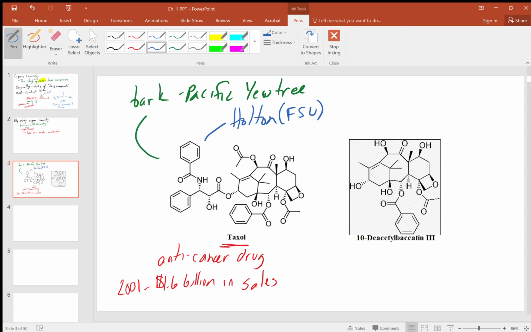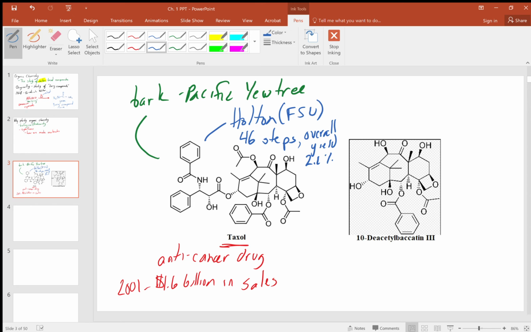And while their synthesis was very nice and it worked, their synthesis was 46 steps. And the overall yield, if you recall calculating percent yields in Gen Chem, was just 2.1%. Now this seems really, really low. But in fact, it turns out this is really good for a synthesis this long.